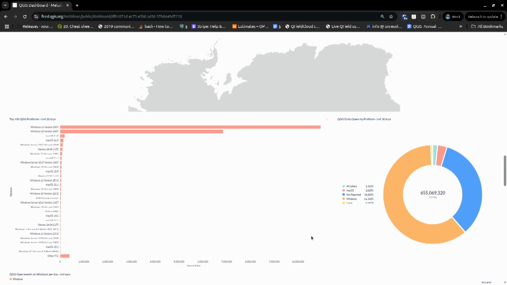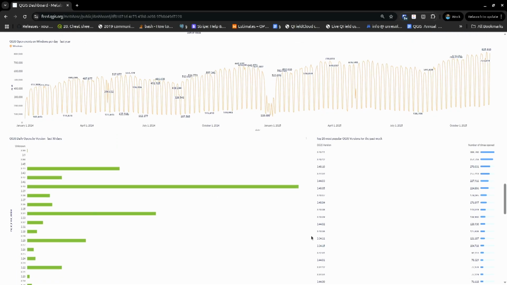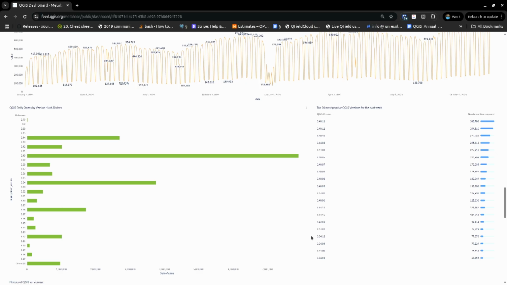On the Mac front again, you can see those stats there. There's also a version breakdown, so you can see, well, the news feed didn't come before 3.16, so that's the earliest cutoff period we have for that. But you get a bit of a histogram of what users are still on, and there's a non-insignificant chunk of people still using quite old versions of QGIS.